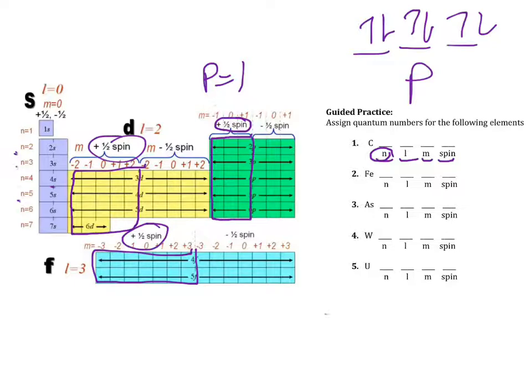Then what will happen is the second half will be a negative 1/2. So let's go ahead and practice this.